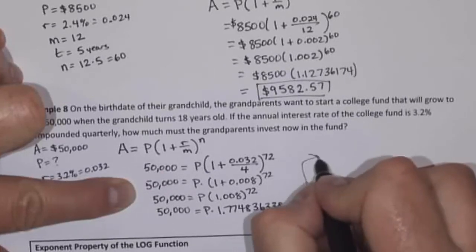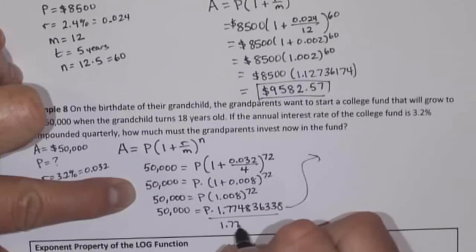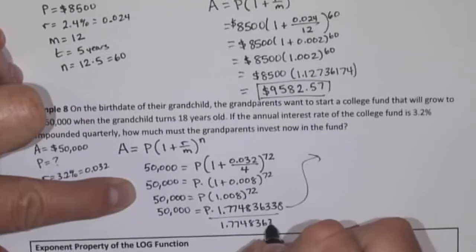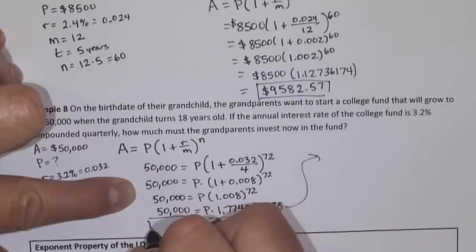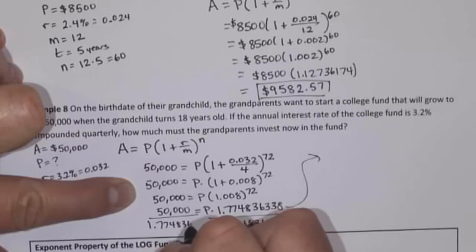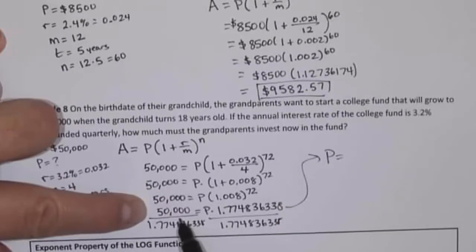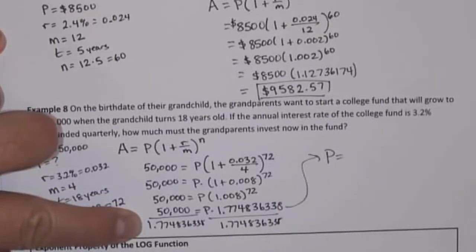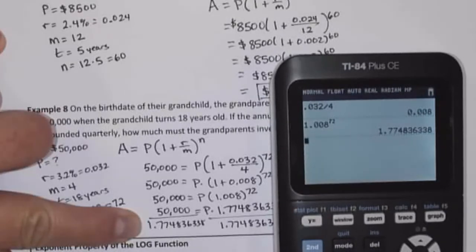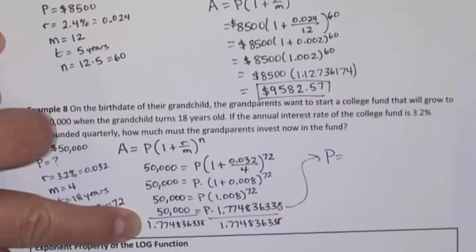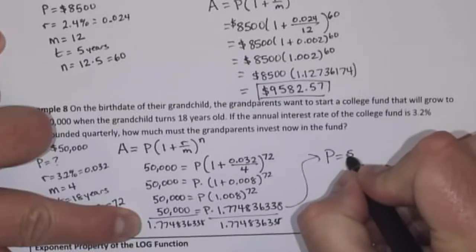So if I divide both sides by that 1.774836338, that's going to give me what P should be. So P is going to equal 50,000 divided by that 1.7748, and so on. So 50,000 divided by 1.774836338 is equal to $28,171.61 if I round to the nearest penny.